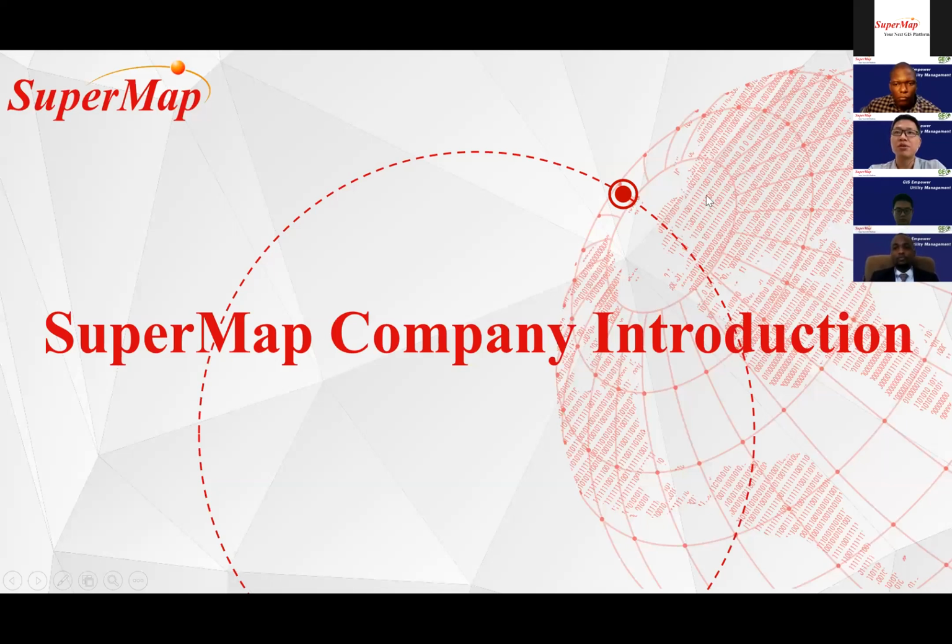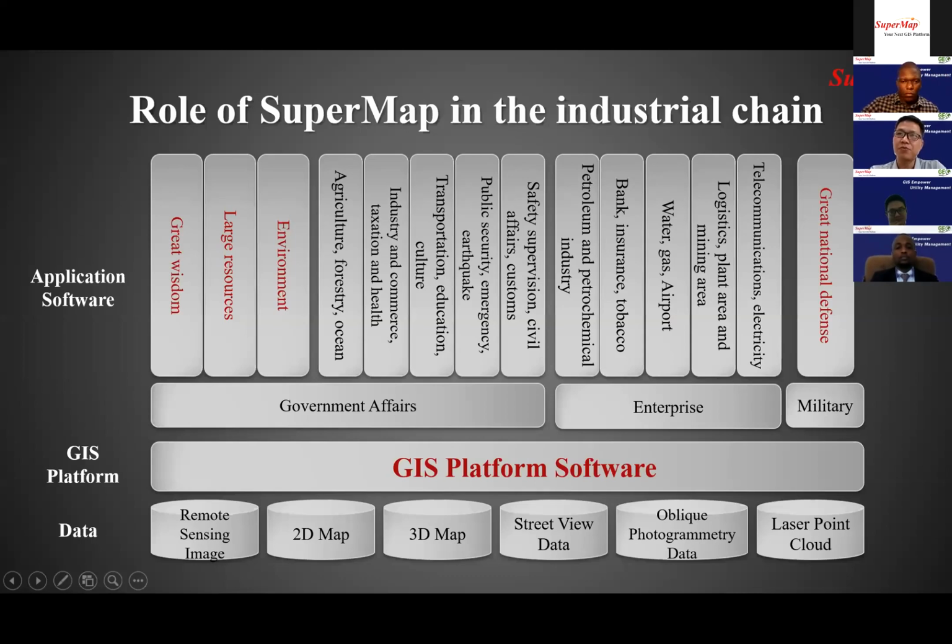Okay, so generally we are a company based in Beijing, China, for GIS platform software. With our GIS platform software, we could import, visualize, analyze, and also export data such as remote sensing data, 2D map, 3D map, street view data, oblique photogrammetry data, laser point, and by giving analysis to these data, we give support to all sectors of the industry, like the government agencies, the companies, and also the military.